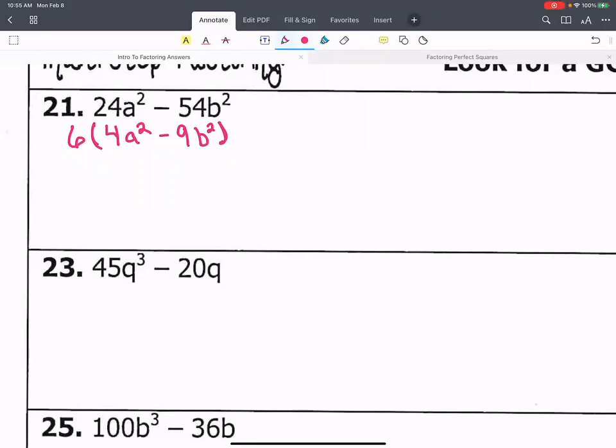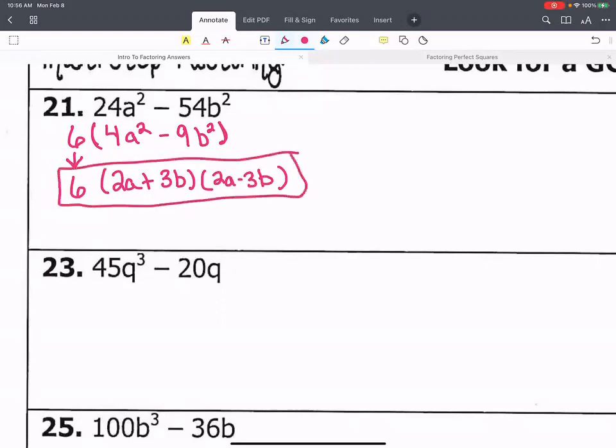Okay, so when you're factoring this, you're going to notice the stuff in the parentheses. Don't forget your quiet kid. You have to bring this 6 down, okay? Don't forget your quiet kid. Bring the 6 down, and then we're going to factor. What's the square root of 4a squared? 2a. And what's the square root of 9b squared? 3b. And do a plus and a minus, right?